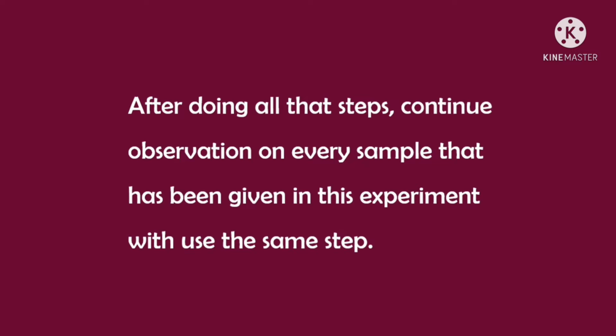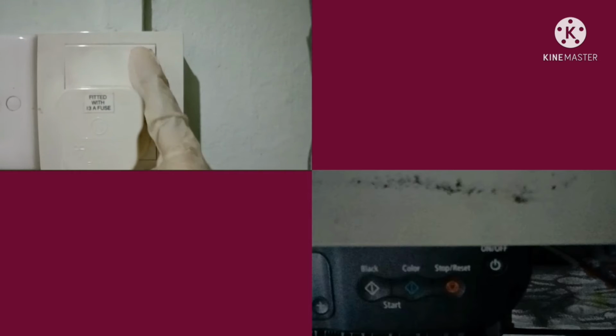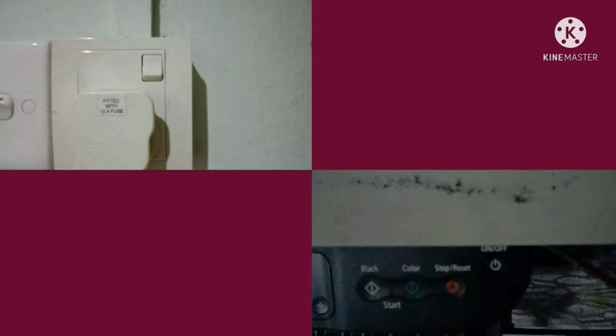The final step is, after doing the whole step, continue observation on every sample that has been given in this experiment. We use the same steps. And then this is the important one: after using the microscope machine, we need to switch off the machine.